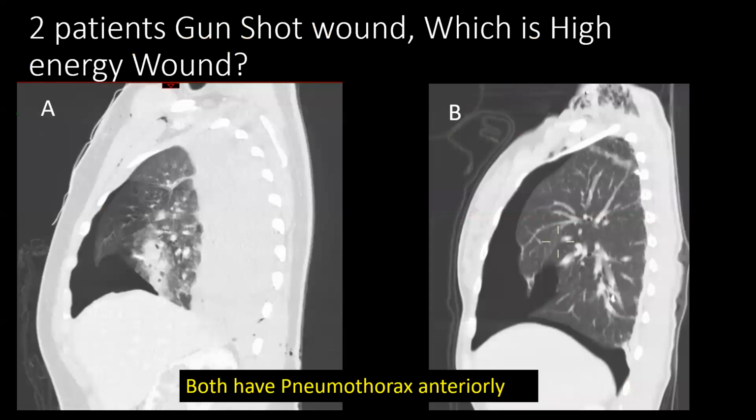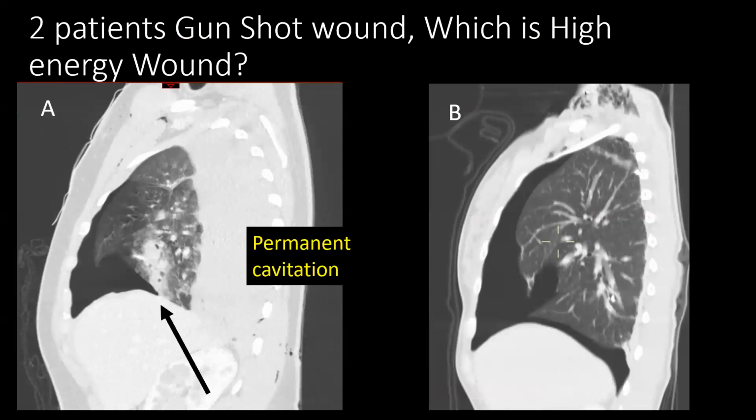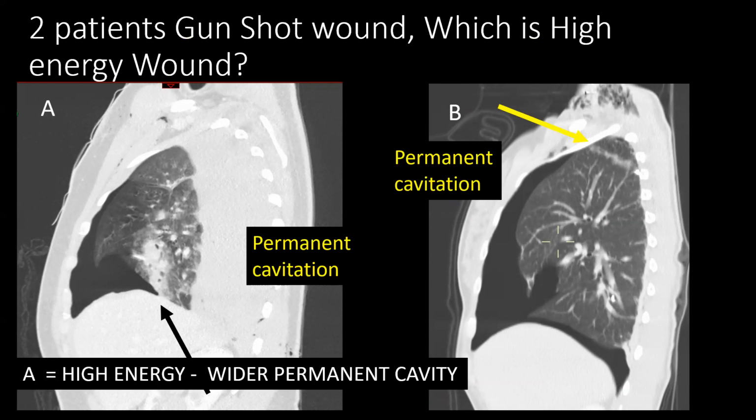So let's look at these two patients and work out which patient has a high energy wound. You'll see that both the patients have pneumothoraces anteriorly, and then you can see in patient A the permanent cavity here, which is wide and thick, whereas in patient B, the permanent cavity is rather narrow. Therefore, patient A has a wider permanent cavity and more energy delivered to them. So patient A has the higher energy gunshot wound.